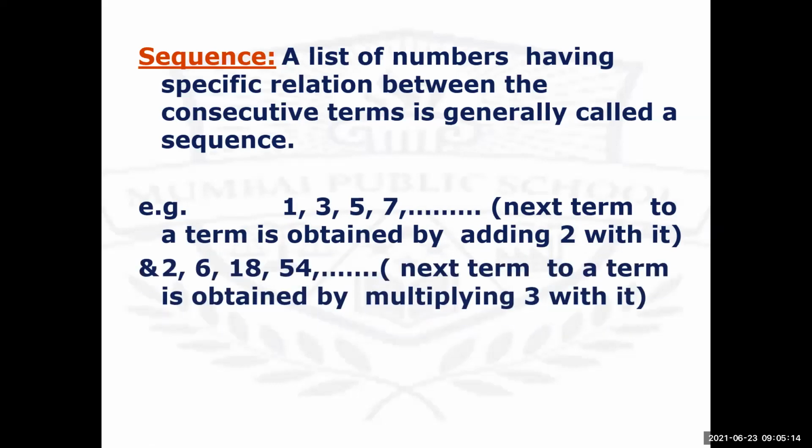And check here, 2, 6, 18, 54. The next term to a term is obtained by multiplying 3 with the previous number. Understand, check, 2 you multiply with 3, you get 6. 6 you multiply with 3, you get 18. 18 you multiply with 3, you get 54. So the next term here is obtained by multiplying 3 with it.